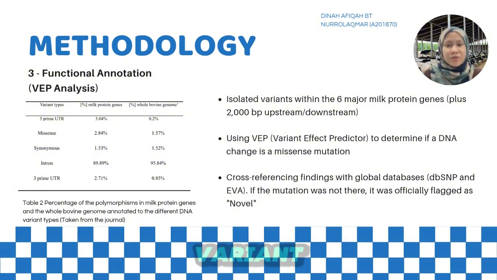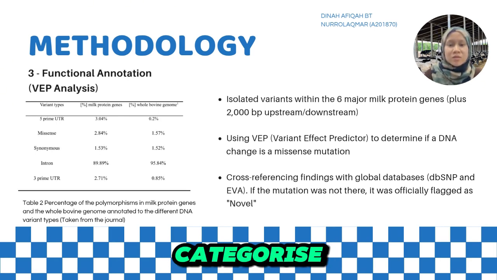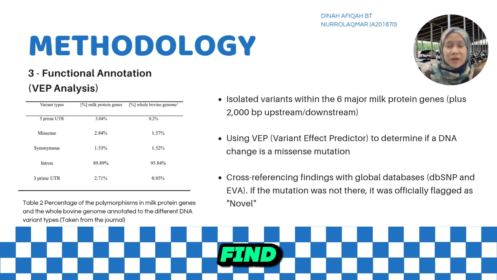The third step was filtering. They used the Ensembl Variant Effect Predictor (VEP) to analyze the 6 major milk genes. As shown in Table 2, they categorized millions of DNA changes to find missense variants, the specific typos that actually change the amino acid sequence.